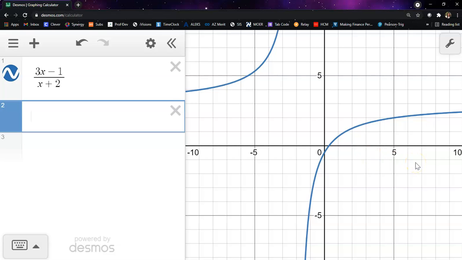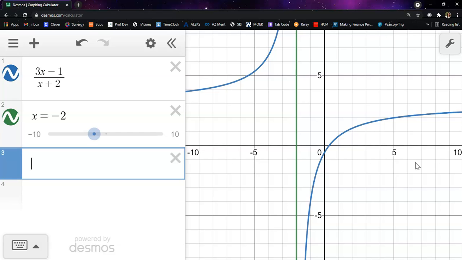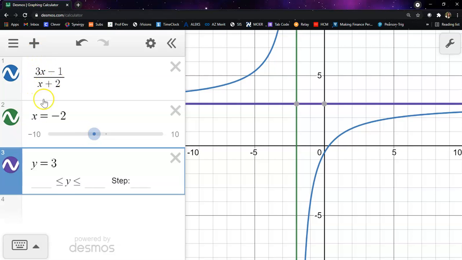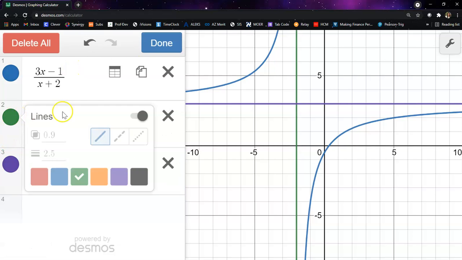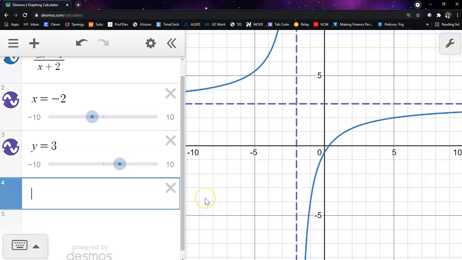Okay, so this one, my x asymptote is opposite the sign of the denominator, so x equals -2. And then my y asymptote is the x value coefficients divided by each other. So 3 divided by 1 gives me 3 for that other one. So this is what this one looks like.